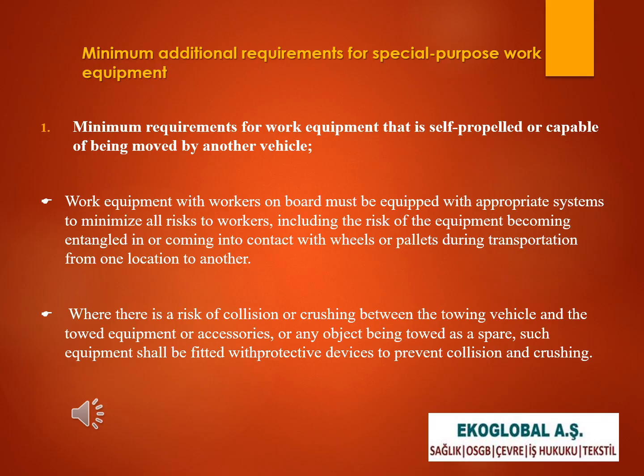Work equipment with workers on board must be equipped with appropriate systems to minimize all risks to workers, including the risk of the equipment becoming entangled in or coming into contact with wheels or pallets during transportation from one location to another. Where there is a risk of collision or crushing between the towing vehicle and the towed equipment or accessories, or any object being towed as a spare, such equipment shall be fitted with protective devices to prevent collision and crushing.